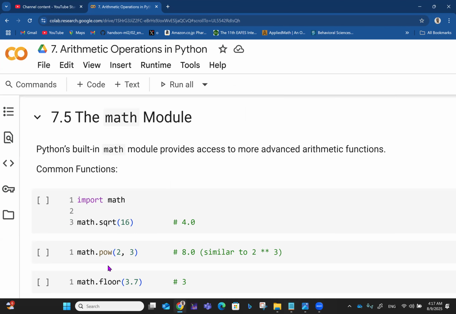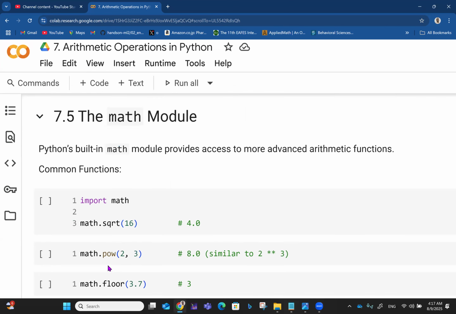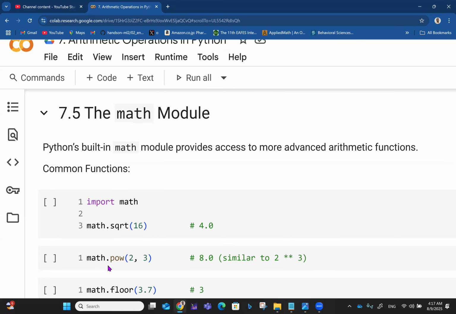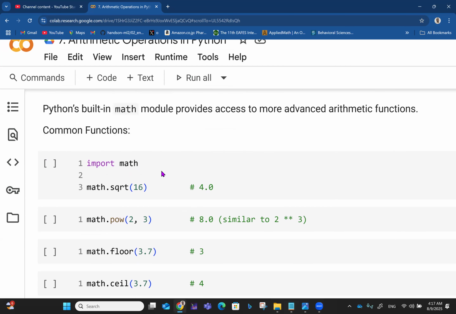Then, talking about arithmetic operations, we have an inbuilt Python module called math. So the math module can do some things on its own. Python's built-in math module provides access to more advanced arithmetic functions. Some common functions include things like square roots. But of course, before you can use it, you need to import it. We import libraries in Python, as you're going to see later. So this is a built-in library, or call it a module. So you import the module.